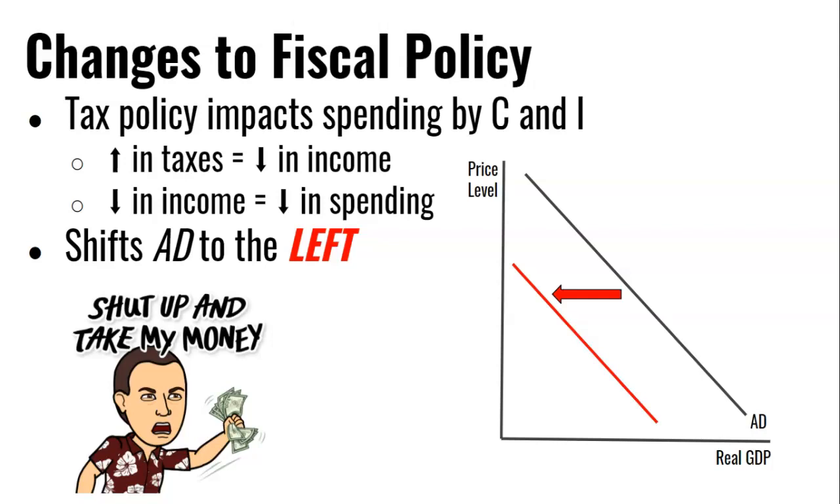Okay, so here we're assuming that everything else is being equal, that spending by the government is the same. All they're doing is raising taxes. And if that's the case, then you would see a left shift in aggregate demand.